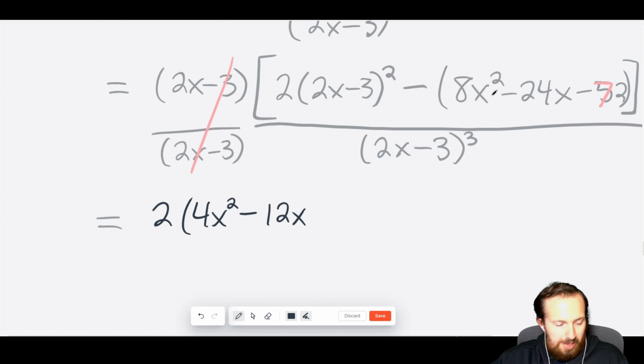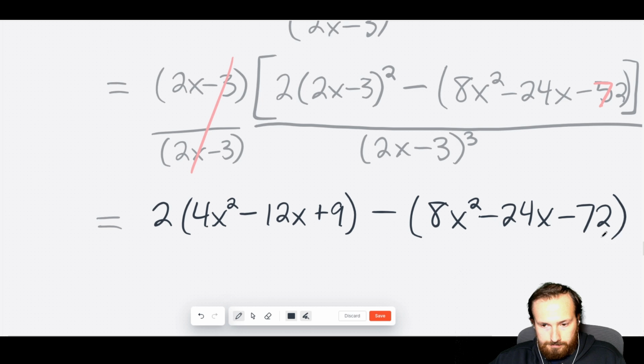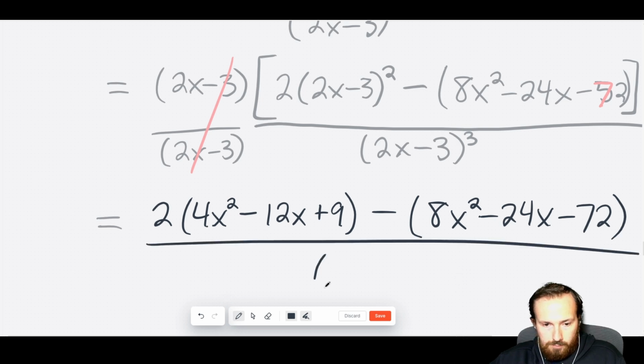Generally, when you're doing these by hand, that doesn't happen. They usually simplify decently at least. And then here this will be plus 9, negative 3 times negative 3. Then over here we have minus 8x squared minus 24x minus 72, all over 2x minus 3 cubed.